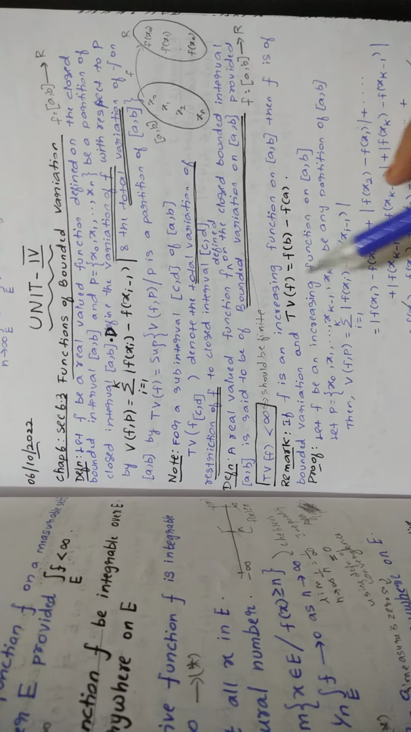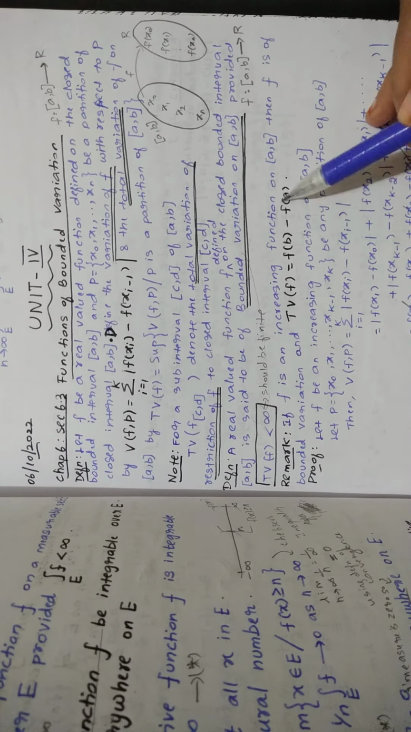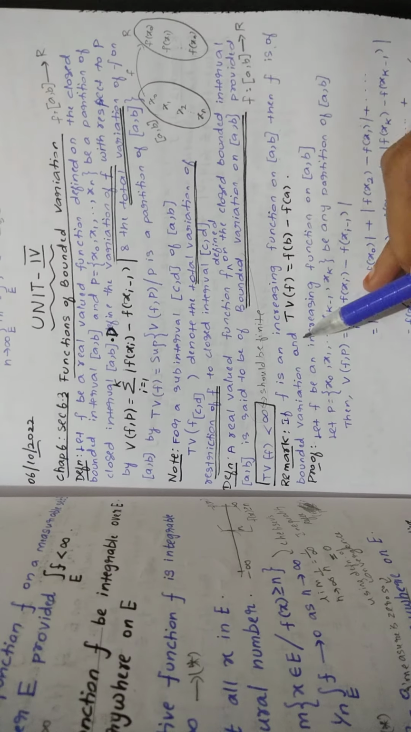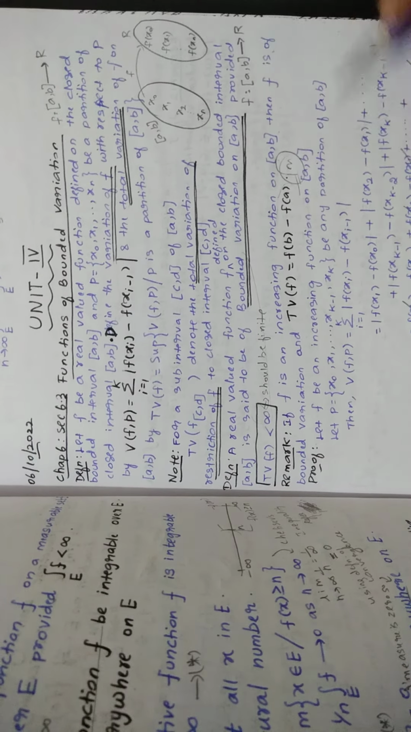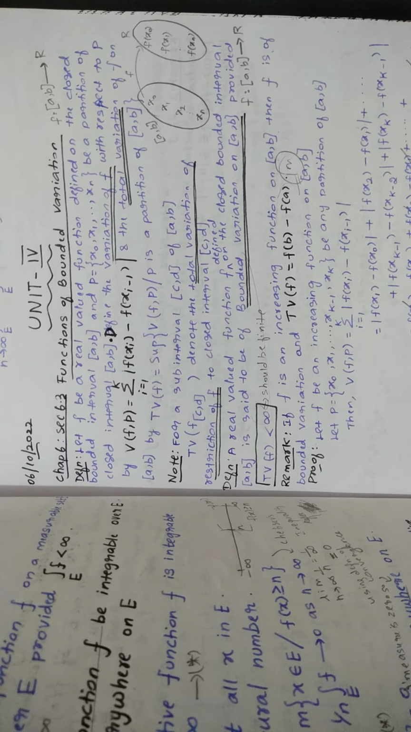They may ask you this remark in the 1 mark questions. Let's read it. If f is an increasing function on closed interval a comma b, then f is of bounded variation and this condition. They may ask this, okay? Somewhere I saw this 1 mark question in the previous year question papers. So be ready with this 1 mark question also.